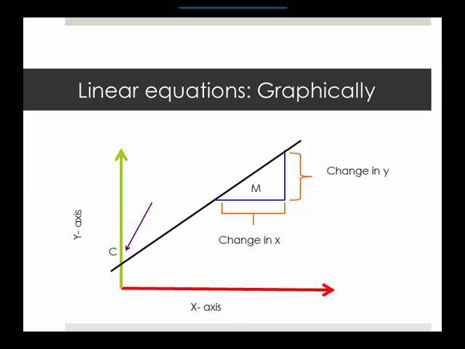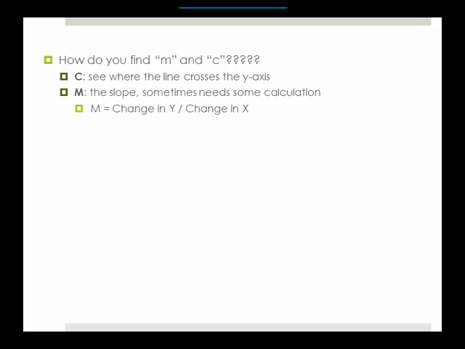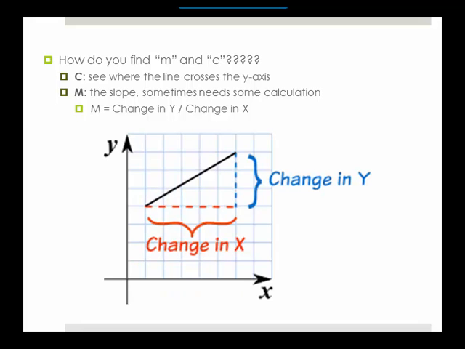C is the point at which the straight line cuts or crosses the y-axis. How do you find m and c? See where the line crosses the y-axis. M, the slope, sometimes needs some calculation, which is really equal to the change in y divided by the change in x, as is shown graphically here.